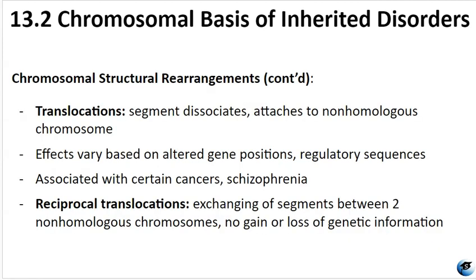Translocations occur when a segment of one chromosome dissociates and attaches to a different non-homologous chromosome. The effects of translocations depend on how gene positions are altered in relation to regulatory sequences. So certain translocations have been associated with cancer and schizophrenia. Reciprocal translocations involve the exchange of chromosome segments between non-homologous chromosomes without either chromosome gaining or losing genetic information.